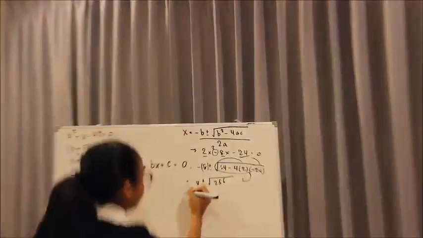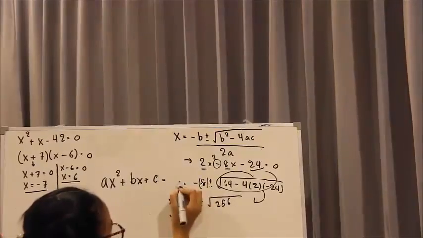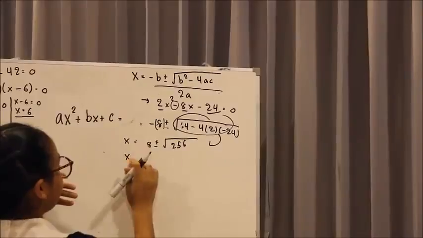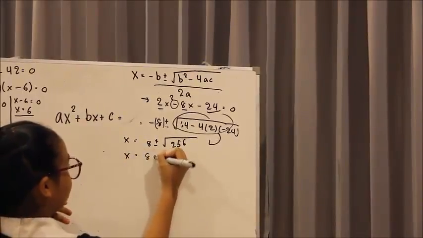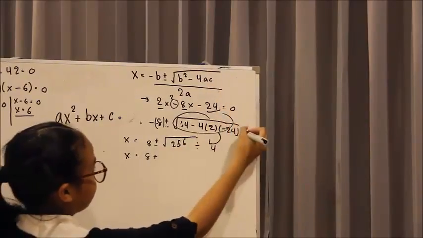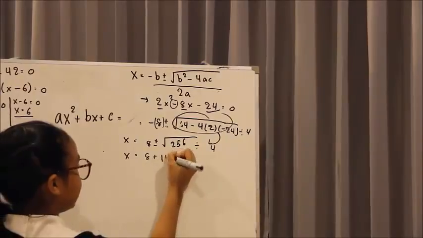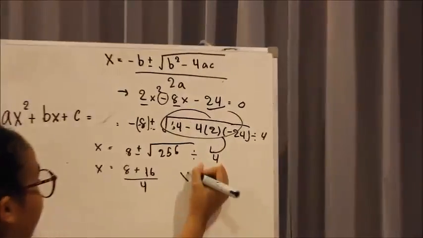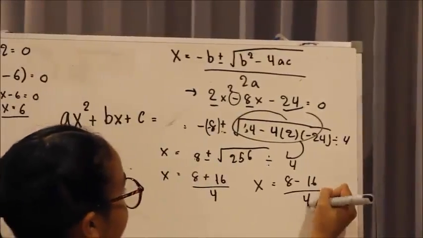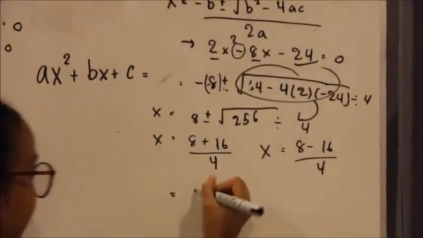So your x is going to be 8 plus 16, divided by 4 because 2 times 2. And your second x is 8 minus 16 divided by 4. I already got an answer for that, which is 6 and negative 2.